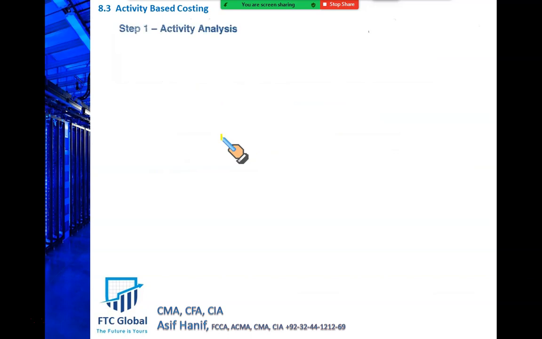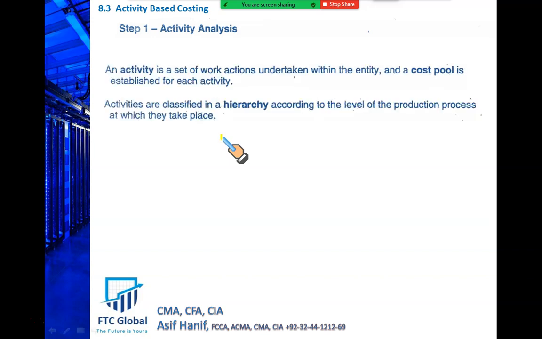What do we mean by the term activity? When we say activity, activity means a set of work actions. A set of work actions could be: material handling is an activity, production scheduling is an activity, machining activity, cutting, stitching. So we need to identify the activities undertaken within the organization, and then we will have to establish a cost pool for each activity. That's the first step. Then there are 4 types of activities we'll discuss in detail. Activities are classified in a hierarchy. There are 4 types of activities.